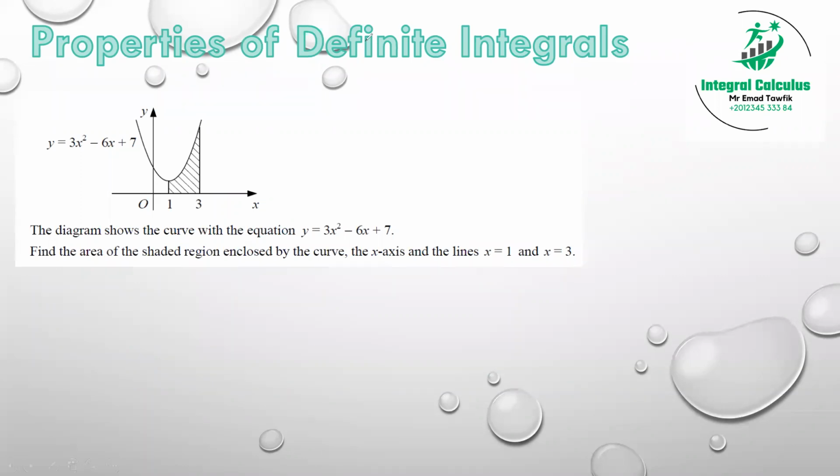For the next point, if I ask you here to get the area bounded by a function and the x-axis like this, the area under the graph of the function from x equals 1 to x equals 3. In this diagram, I ask you here to get the area of the shaded region enclosed by the curve, the x-axis, and the lines x equal 1 and x equal 3. Here in my problem, to get the area, you're going to make an integration. So the integration is supposed to start from 1 to 3 for my function, which is 3x squared minus 6x plus 7 dx.